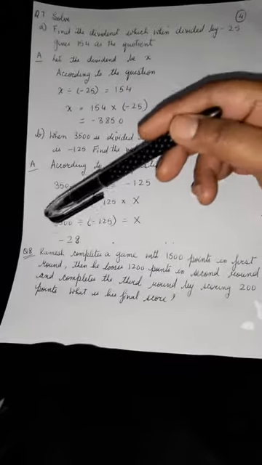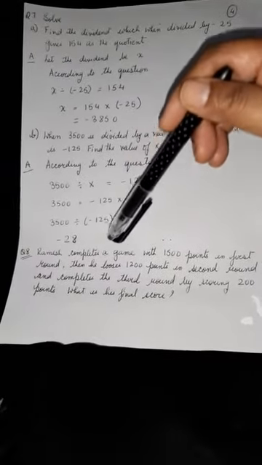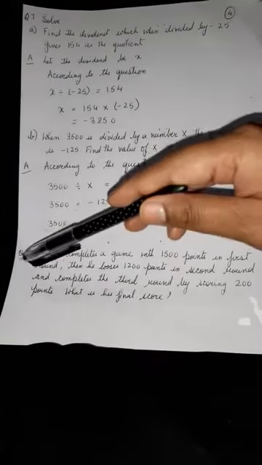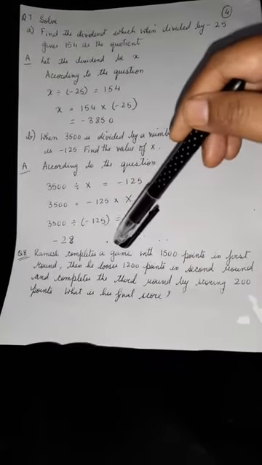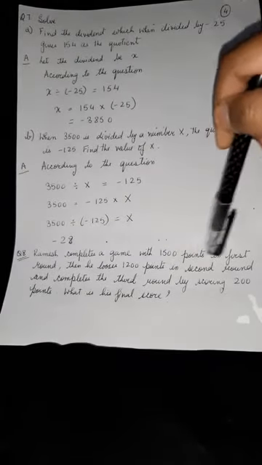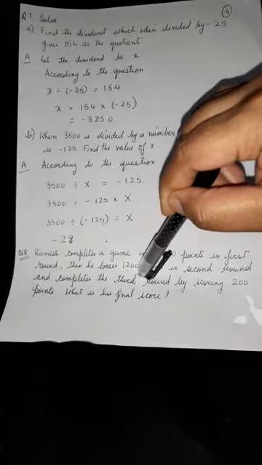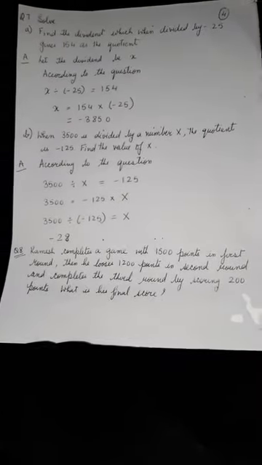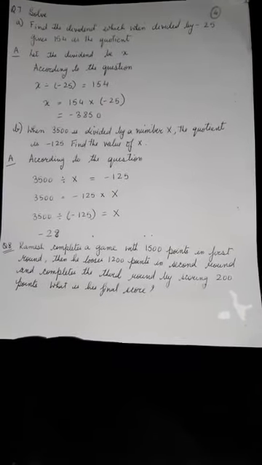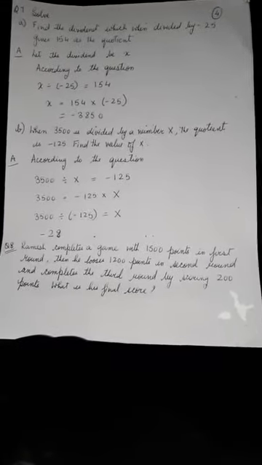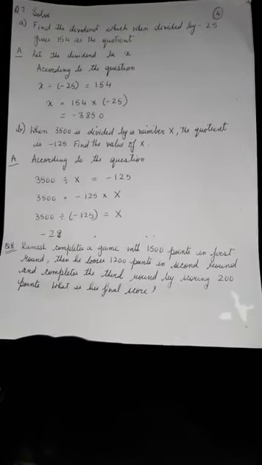Next question says, Ramesh completes a game with 1500 points in the first round. Then he loses 1200 points in the second round and completes the third round by scoring 200 points. What is the final score? So I know you are playing so many games these days, right? So let's see what will happen if our scores are something like this.